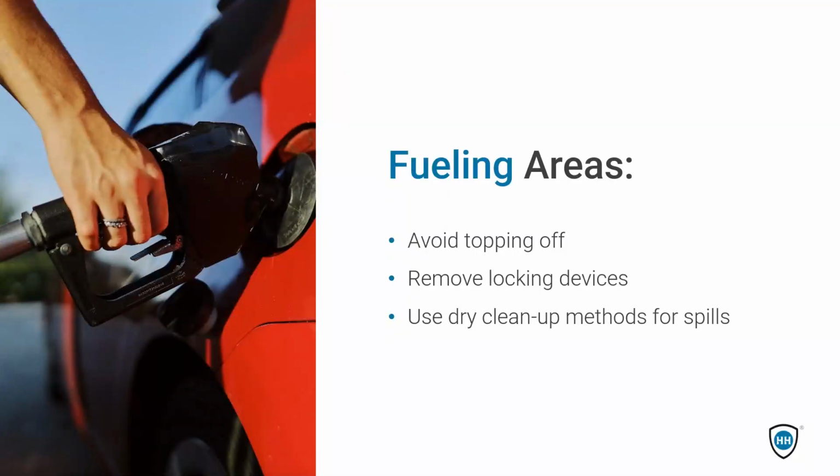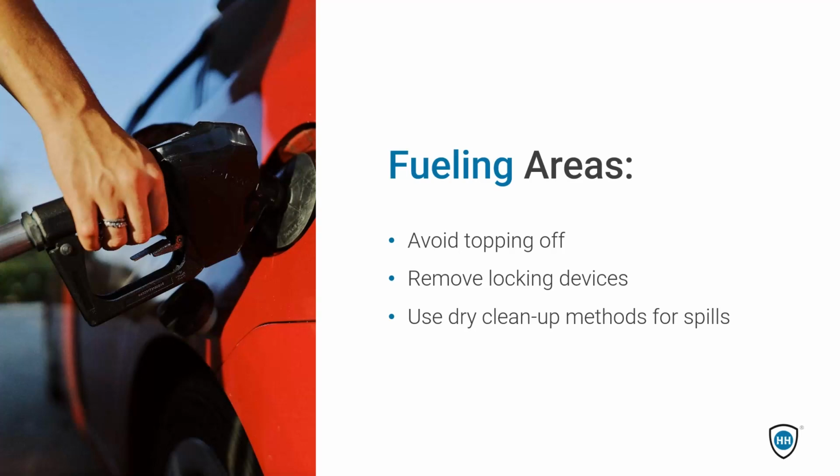Fueling areas. We talked about this, and some of the good housekeeping things that you can do there is to have policies in place to help people maintain that area better, to avoid topping off. It's something that really doesn't add a lot to fuel. You're not getting that much more fuel that you're going to go that much further on the road anyway if you top off. And also it helps to prevent that topping off from burping back out of the tank and getting onto the ground. Removing the locking devices.